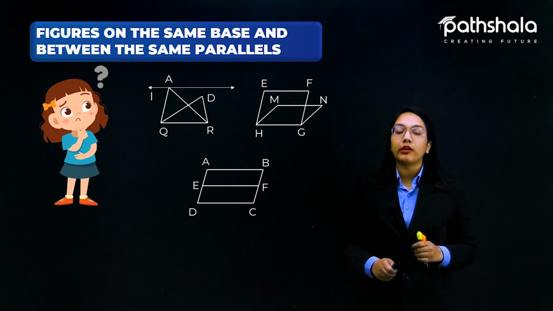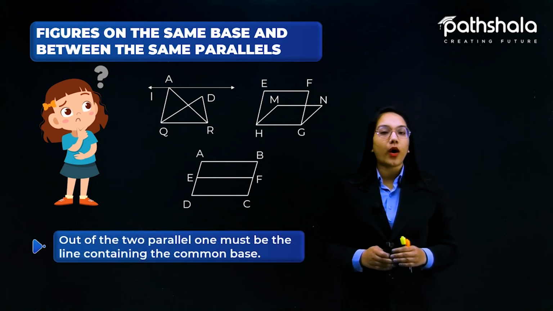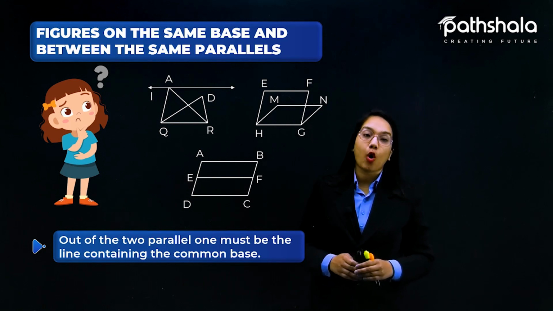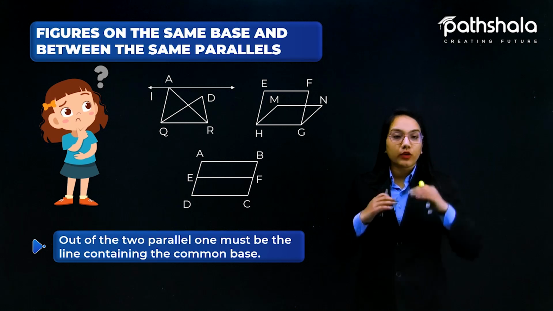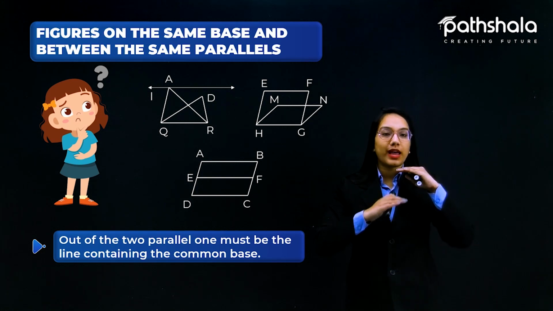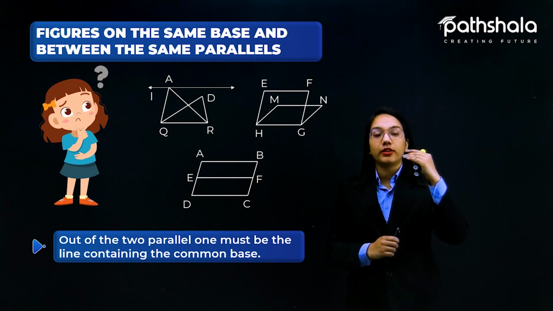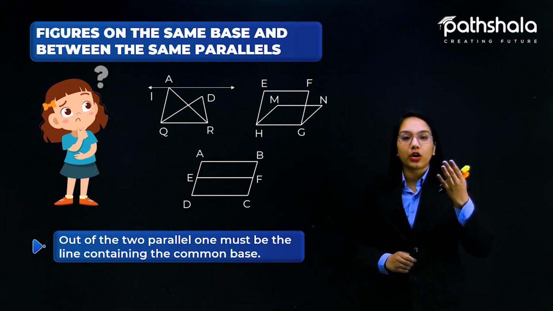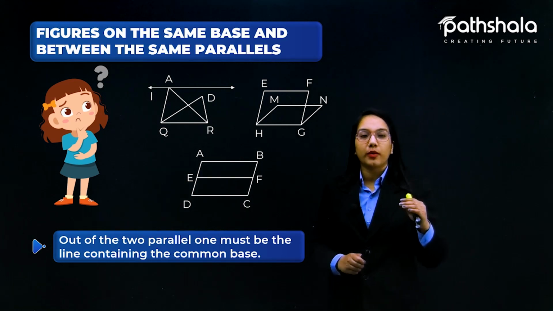And furthermore, here we can conclude that out of the two parallels, one must be the line containing the common base. This is quite an obvious result, because out of the two parallel lines, one is always the line containing the common base, and the other is the one that has the vertices opposite to the common base, and the vertices always lie on that particular parallel line.